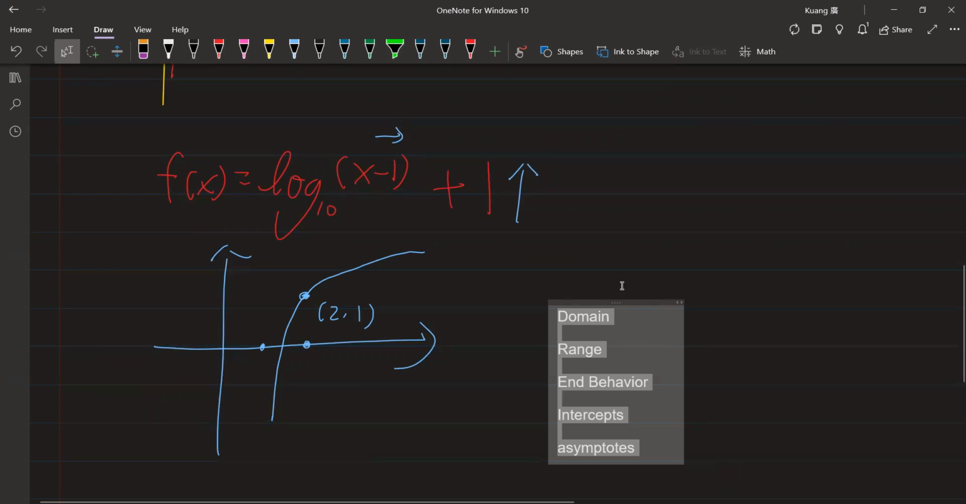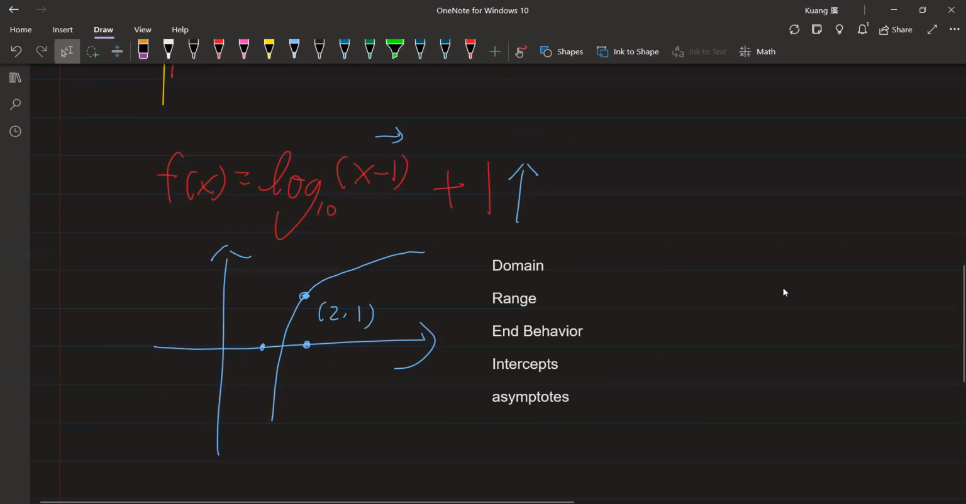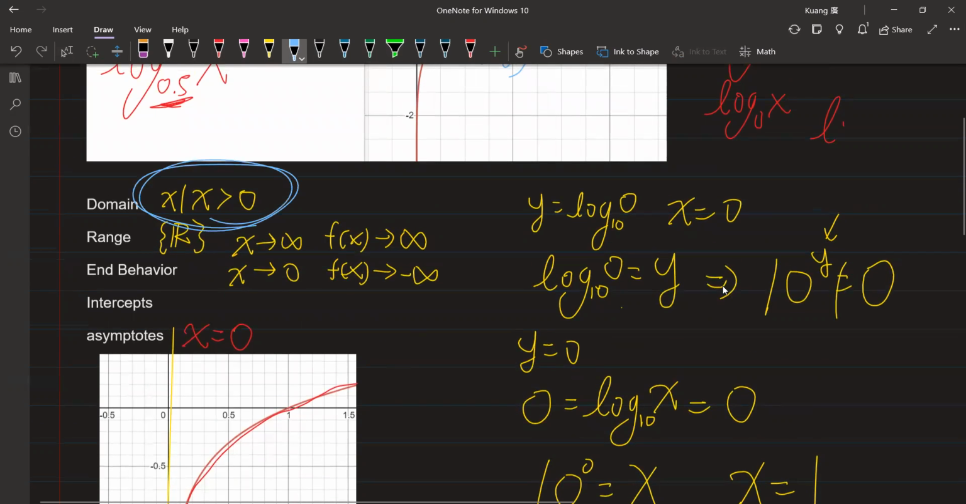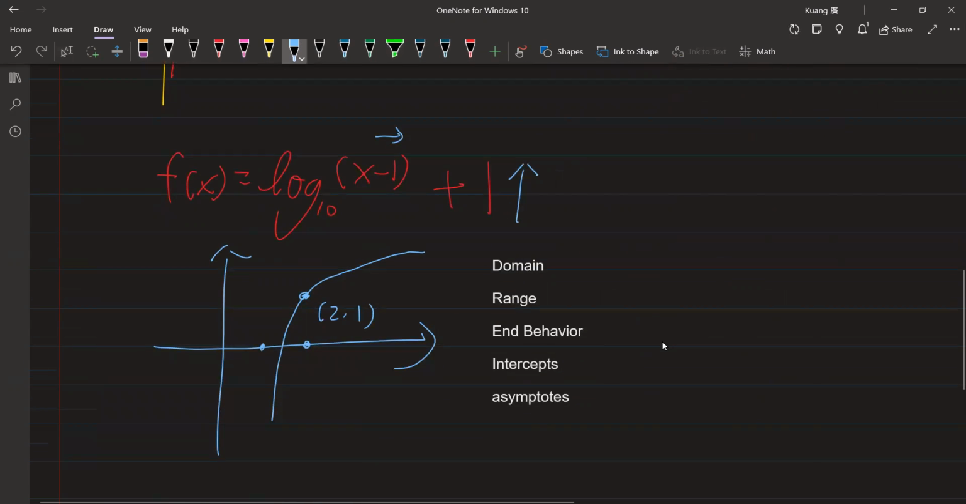How about the domain? The domain for the parent function is x greater than 0, but since the graph shifts to the right 1 unit, the new domain is x greater than 1. x greater than 1.